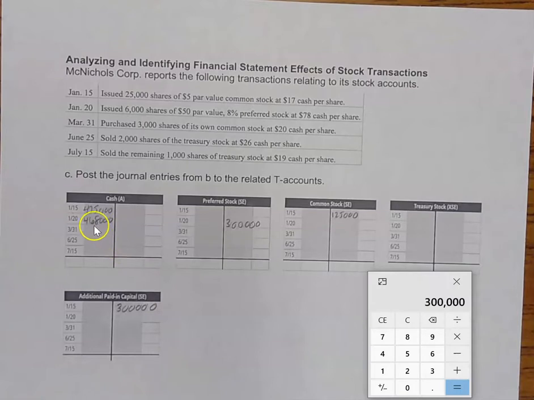So for the 20th, we've got our $468,000 cash. We've got our $300,000 par amount for preferred stock. And so then what we have to do is figure out how much additional paid-in capital we have. So we're going to take the full price, 78, minus the par value of 50, which is going to give us 28. And we're simply going to multiply that by the 6,000.